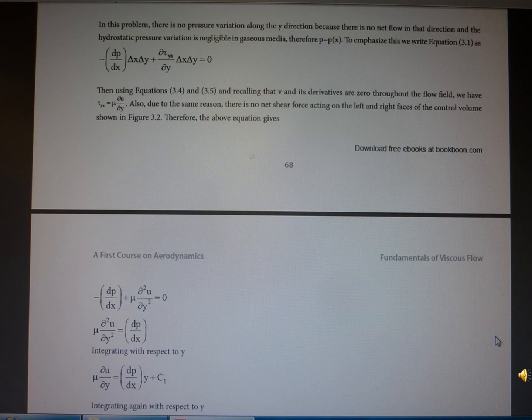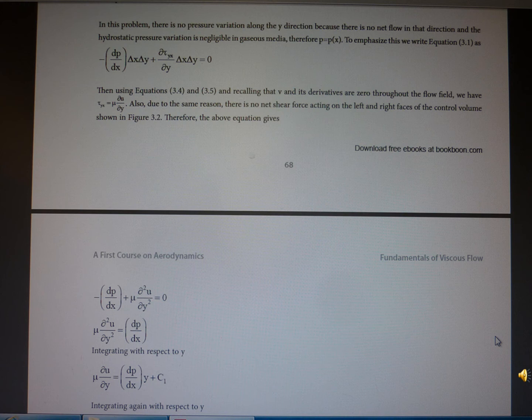So that will be the general equation. Imagine the hydrostatic pressure: minus del p by del h multiplied by del h del y, plus del tau y h by del y multiplied by del h del y, equal to 0.